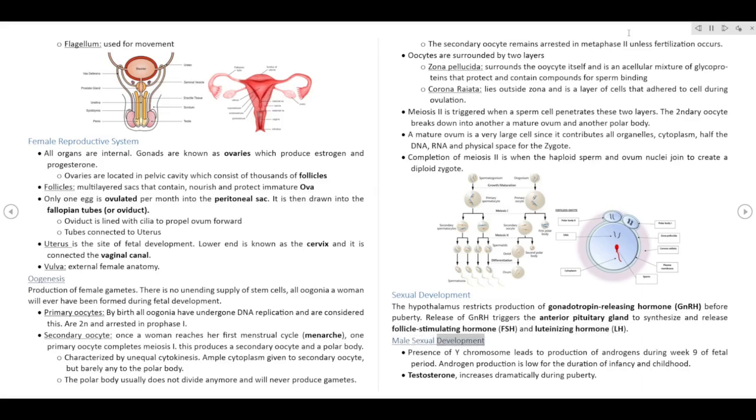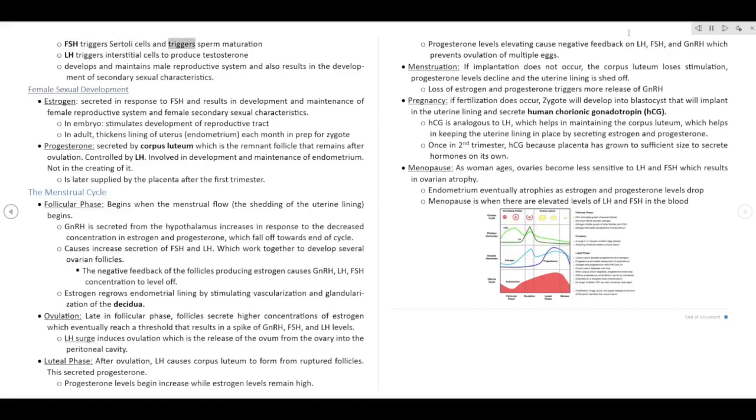Male sexual development. Presence of the Y chromosome leads to production of androgens during week 9 of the fetal period. Androgen production is low for the duration of infancy and childhood. Testosterone increases dramatically during puberty. FSH triggers Sertoli cells and triggers sperm maturation. LH triggers interstitial cells to produce testosterone. Testosterone develops and maintains the male reproductive system and also results in the development of secondary sexual characteristics.